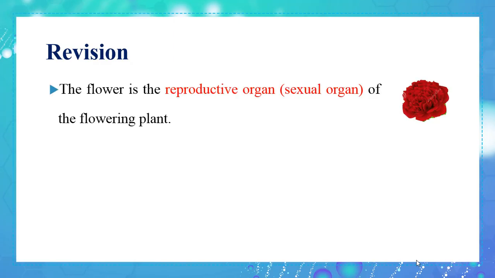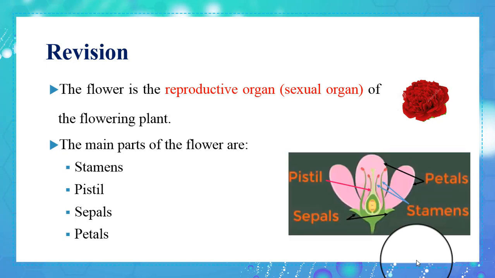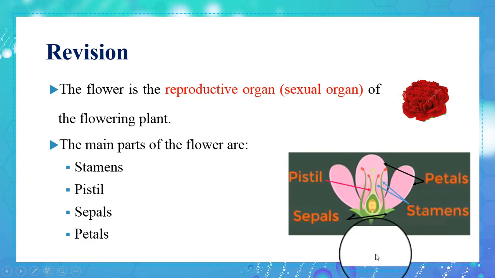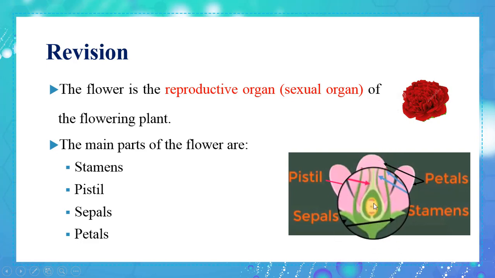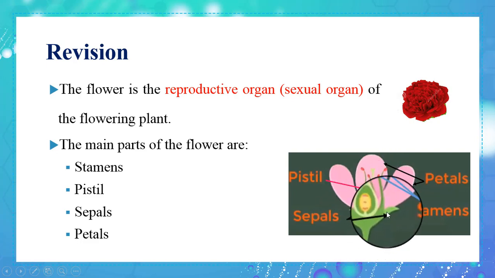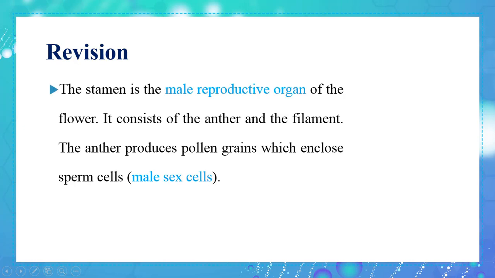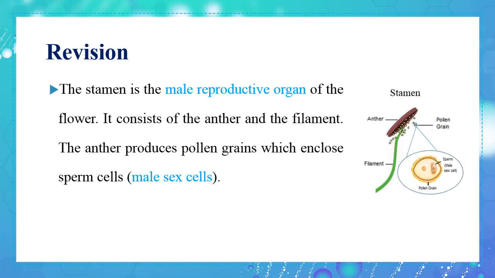We learned before that the flower is the reproductive organ responsible for the flowering plant's reproduction. The main parts of the flower are stamens, pistil, sepals, and petals. We also learned that the stamen is the main reproductive organ of the flower. It consists of the anther and the filament.